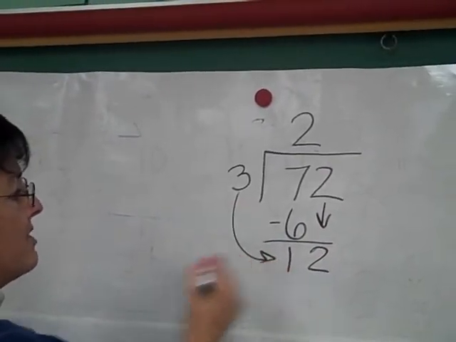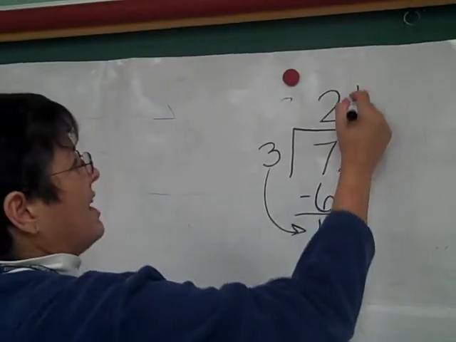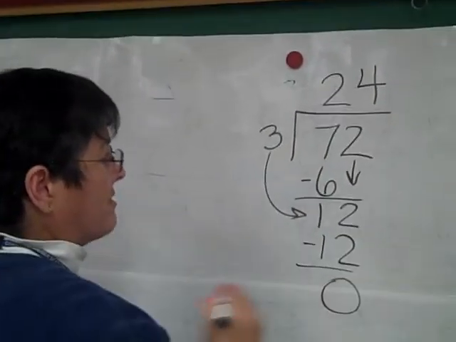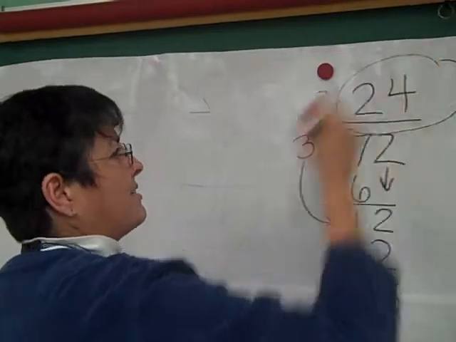Now, how many times does 3 go into 12? 4 times. 4 times 3 is 12. Yes, that is correct. I'm left with nothing. 24 is my answer.